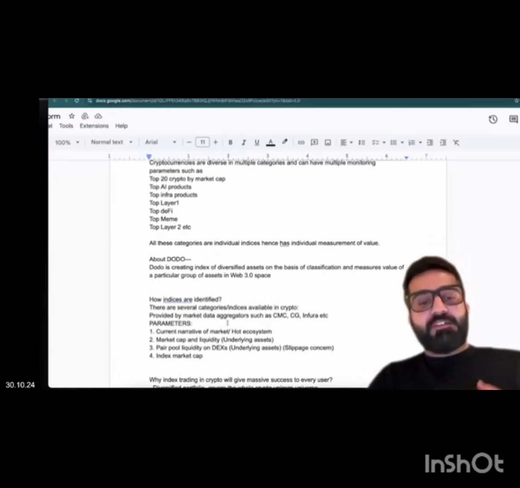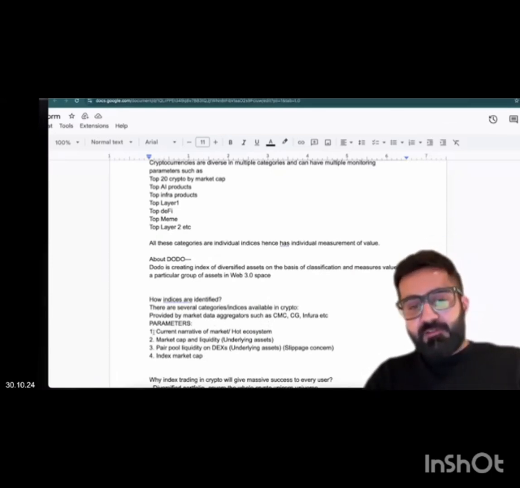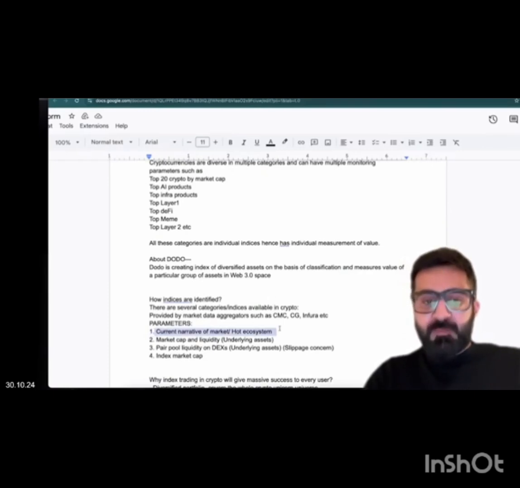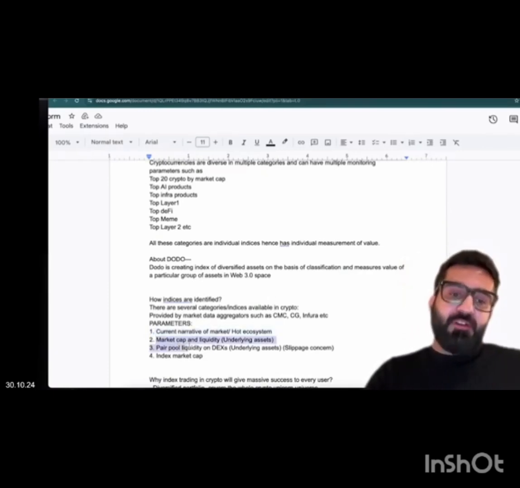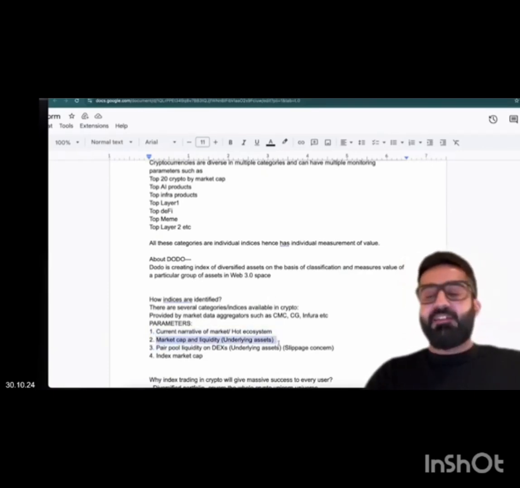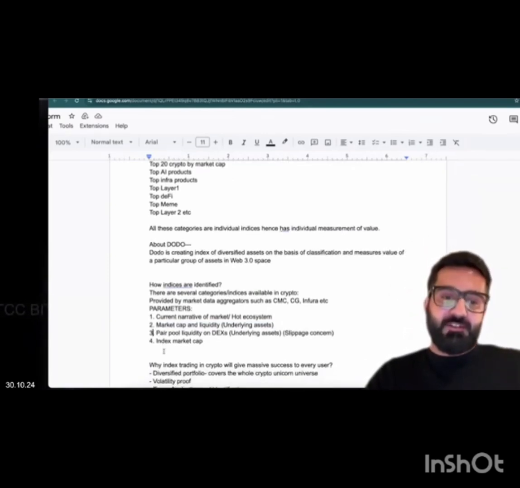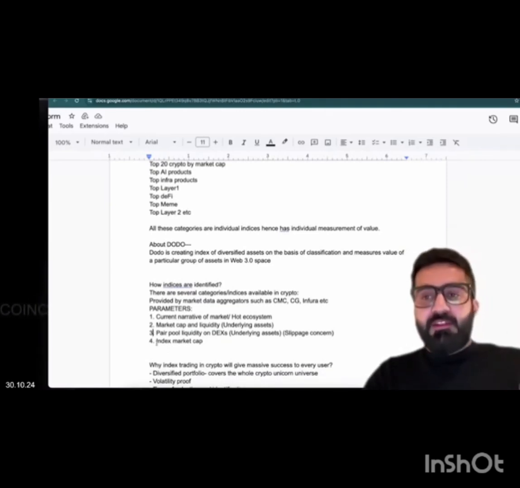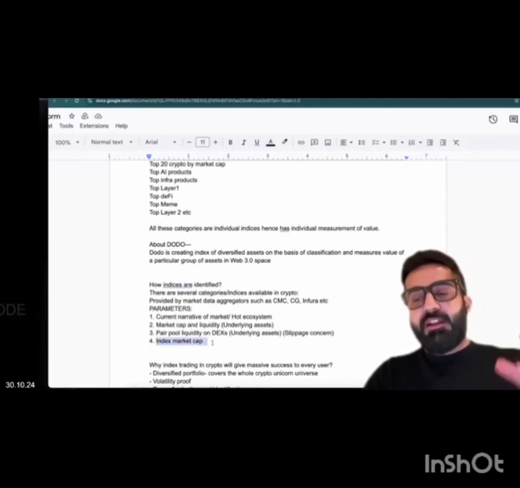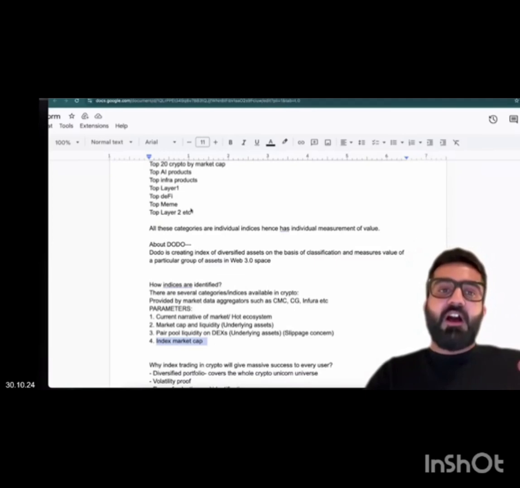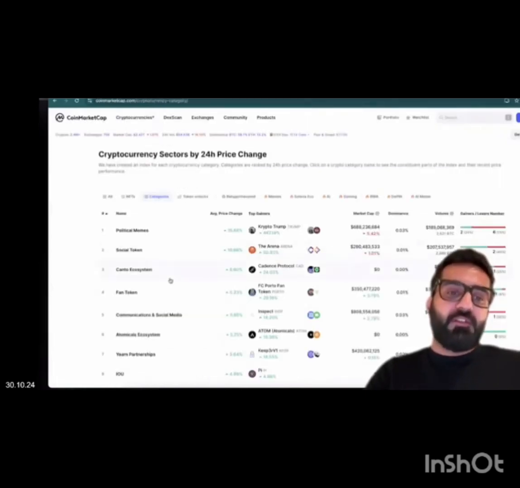So the parameters that we use are the current narrative of the market, hot ecosystems, market cap of particular assets, and liquidity of underlying assets. Then we also check pair pool liquidity on the DEXes of underlying assets, and we also check and analyze the slippage concern. And then we also check the index market cap. That means how much weightage the particular index has.